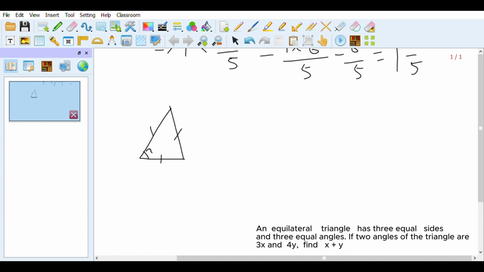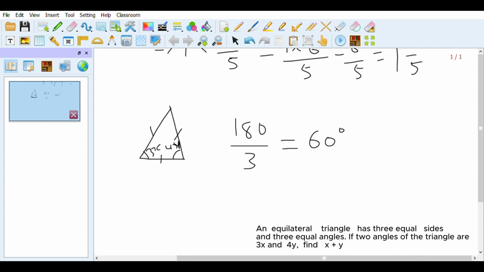the angle here they said is 3x, the angle here they said is 4y. They said we should find the value of x and y. Remember that if it's an equilateral triangle, all the angles are equal to each other. Because the sum of angles in a triangle is 180, it means since we have 3 angles and they are each equal to each other, each of them will be 60 degrees.